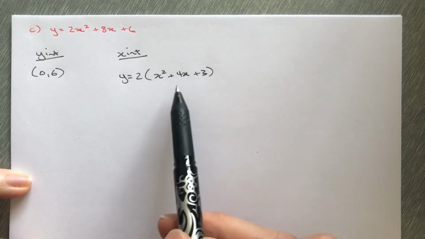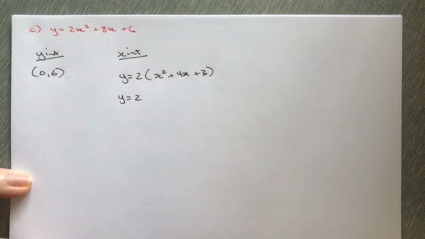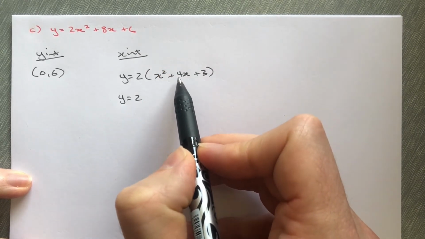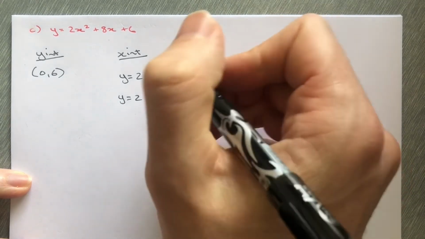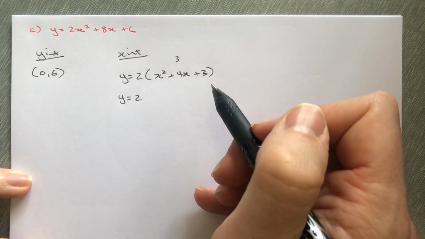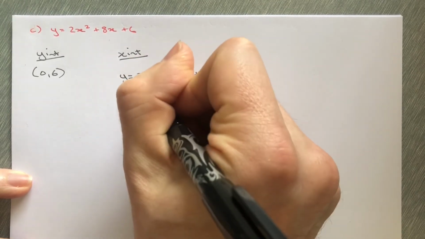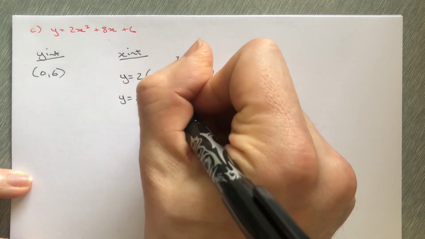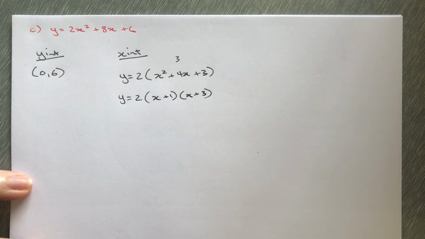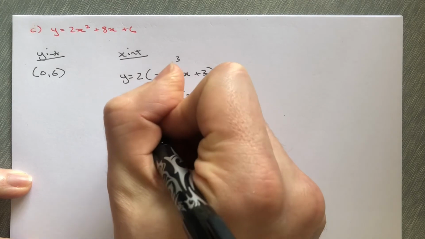Let's try to factorize what's going on in here now. Okay, so the 2 is going to stay at the front, but we don't need to worry too much about it. We want the factors of a times c that add to make b. So 1 times 3 is 3. Factors of 3 that add to make 4. 3 times 1 gives us 3, but 3 plus 1 gives us 4. So x plus 1, x plus 3, we're factorized. All we need to do now is make y equals 0 to find our x-intercepts. So make y equals 0.